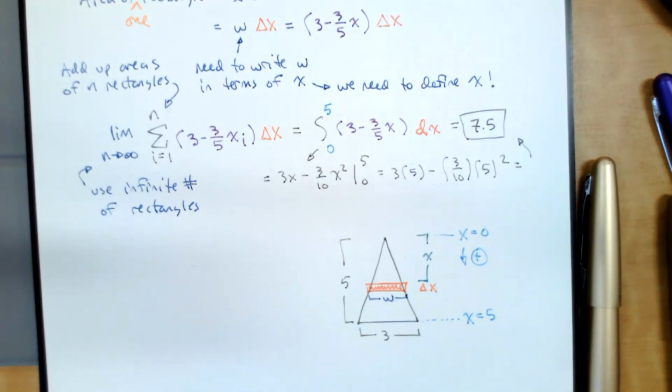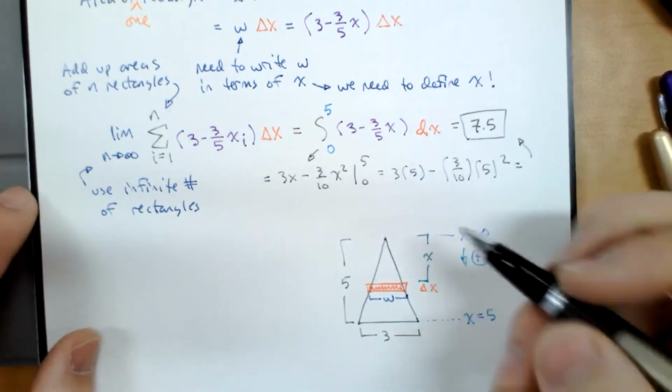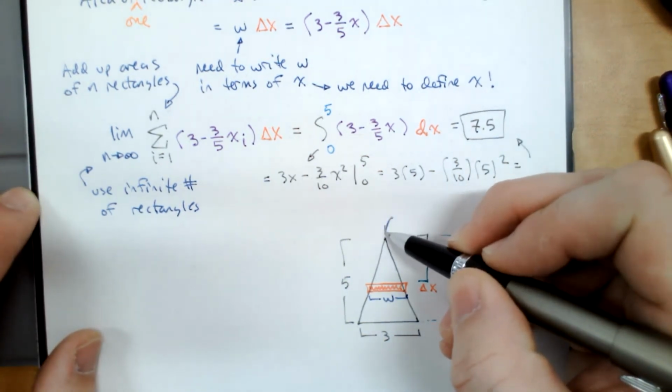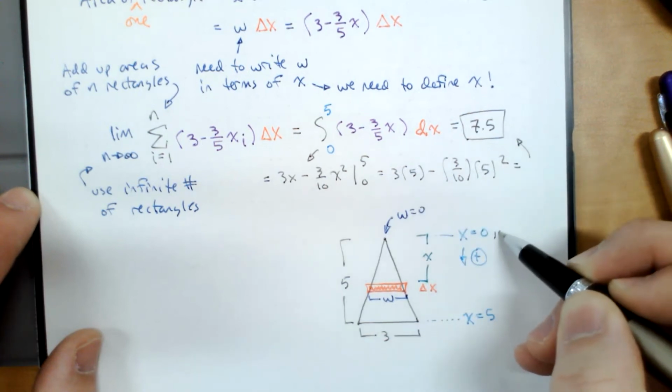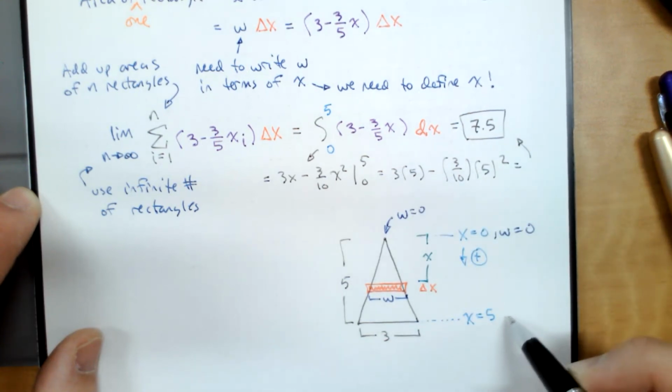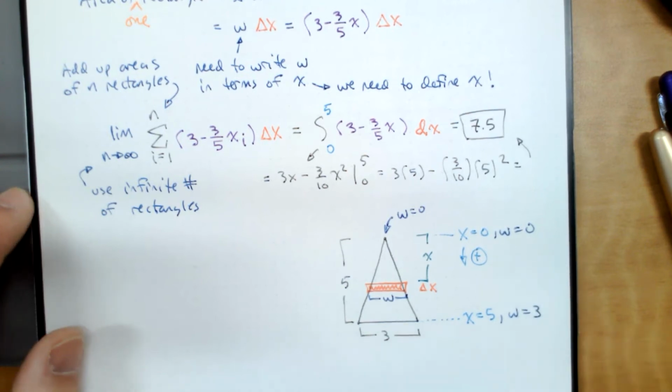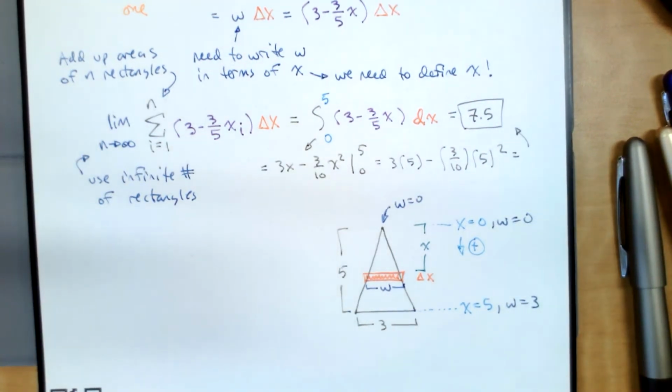So now we're going to write a different function. When x is 0, the width is 0. And when x is 5, the width is 3. 3 is how the width is changing. That's why it's in the numerator. 5 is how the x is changing. That's why it's in the denominator. It's the rate of change of w with respect to x. So it's not going to change to 5/3. It's still going to be 3/5.